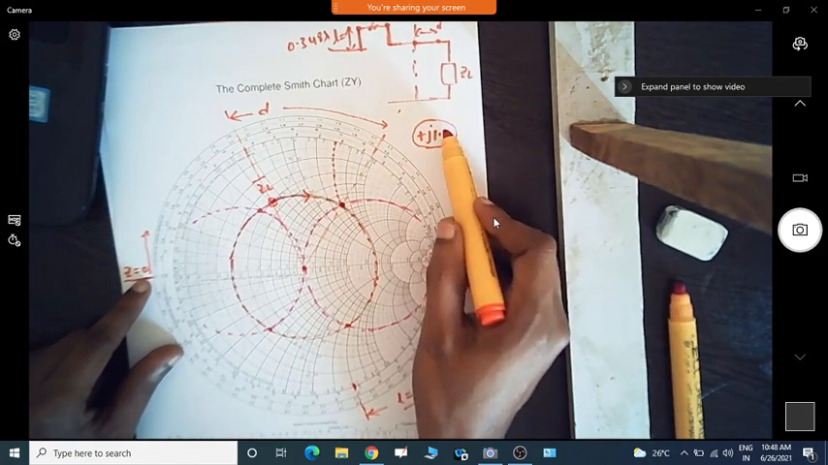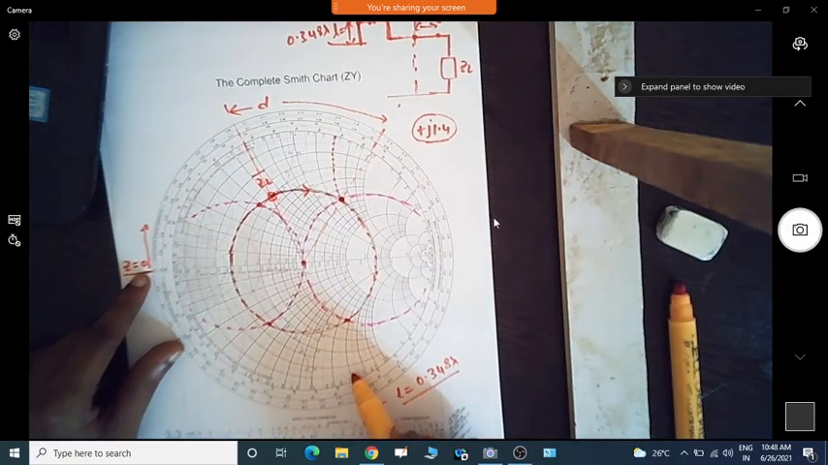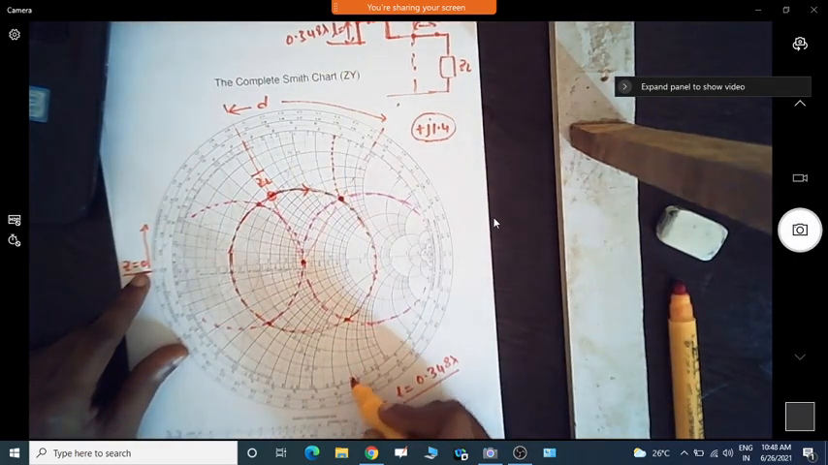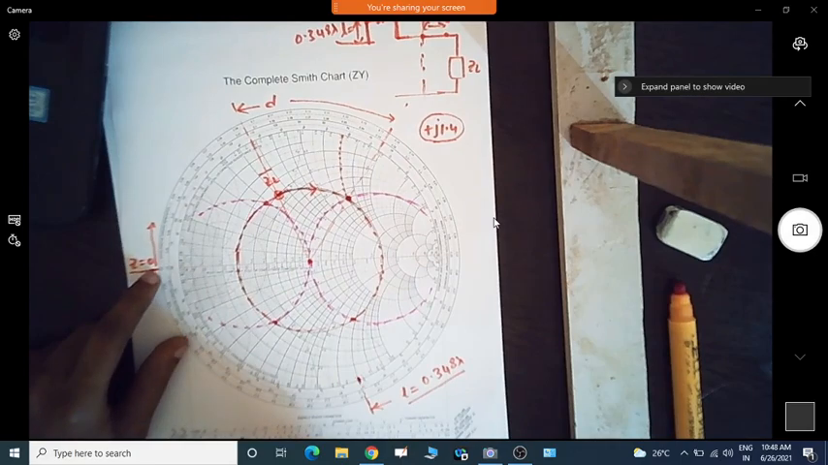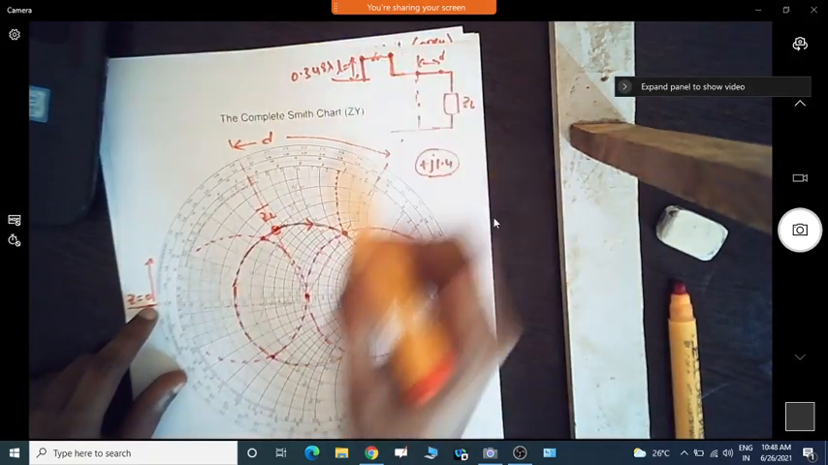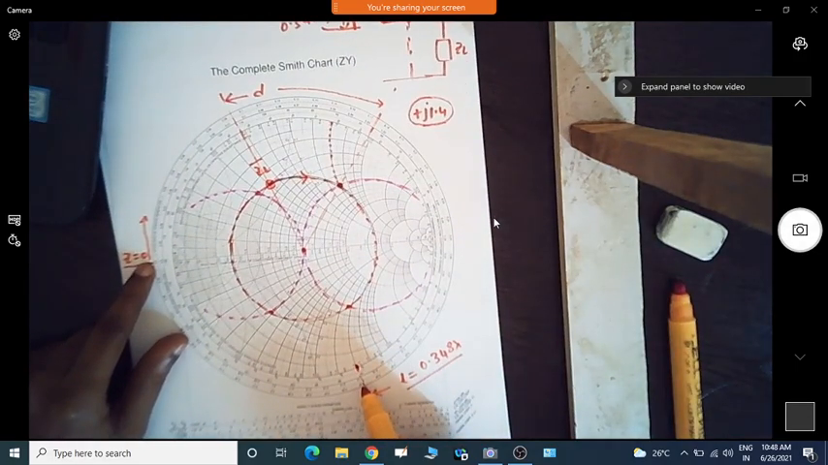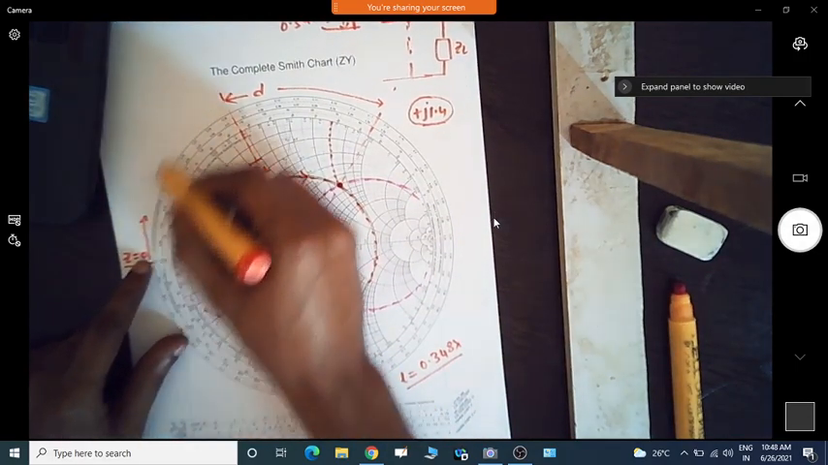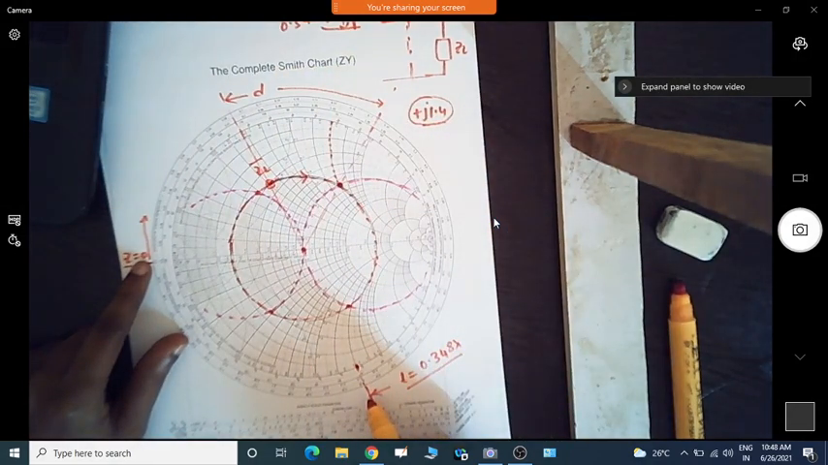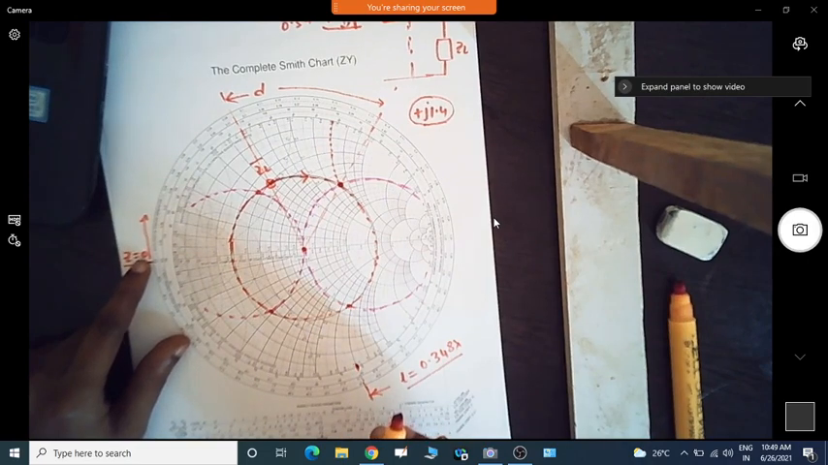In order to nullify this, we need to take the length where it will give minus j1.4, which is opposite to this. It is plus in the upper half and minus in the lower half. Since we are using the open stub, from the open circuit point you need to move till the value of 1.4. That is the length of the stub we are going to calculate. Is it understood? Yes, sir.